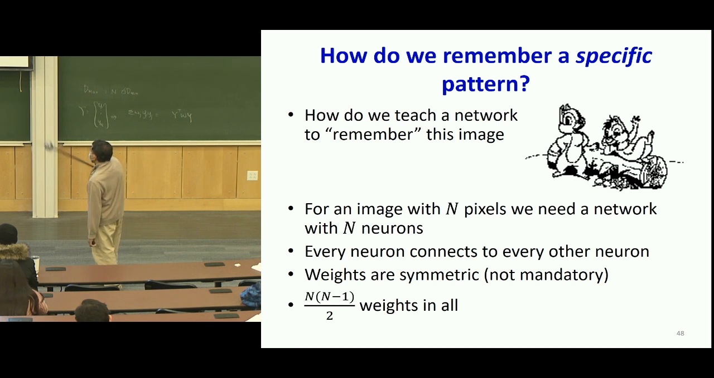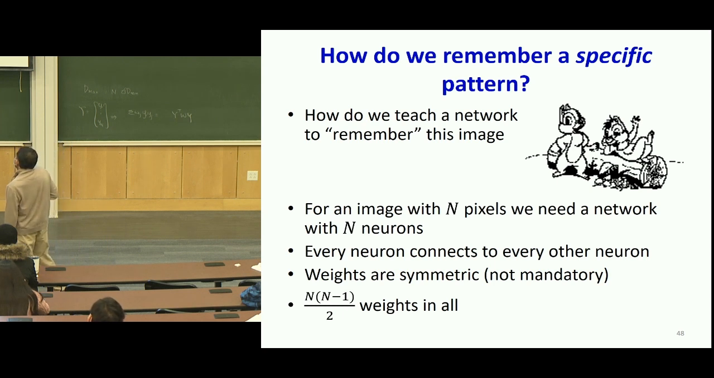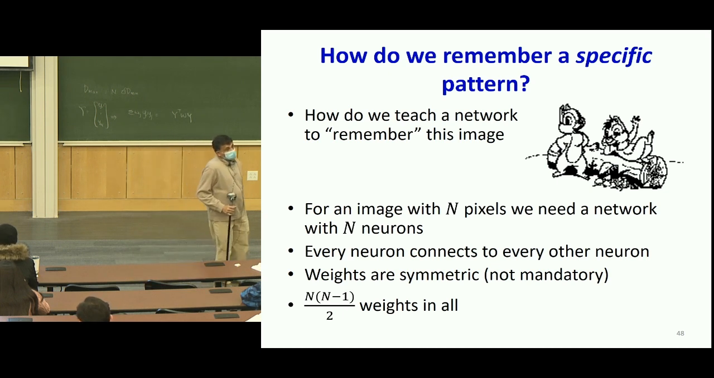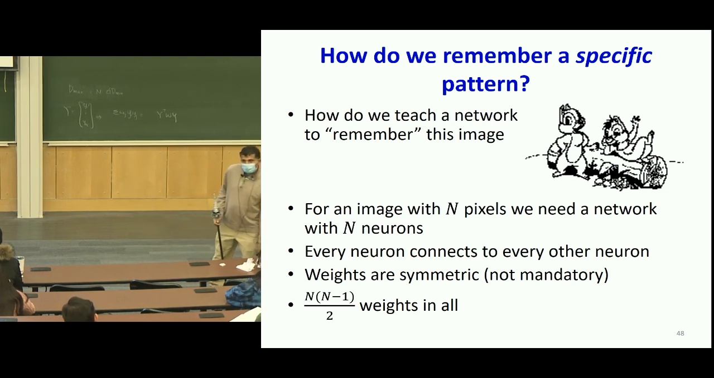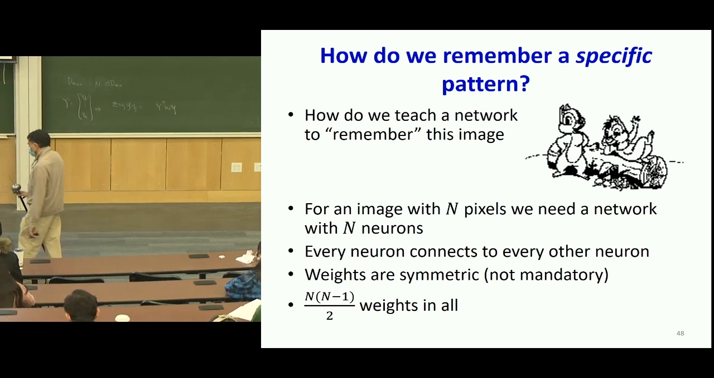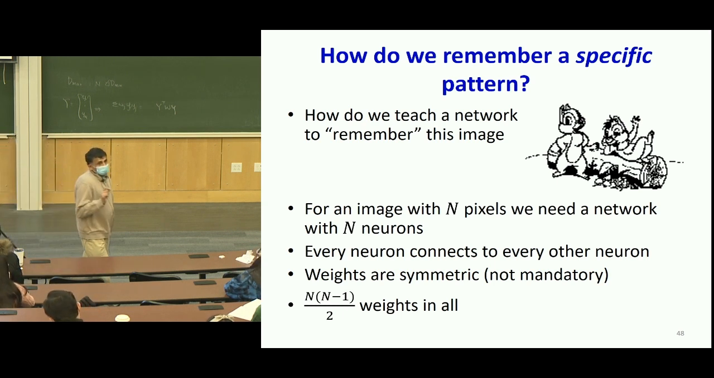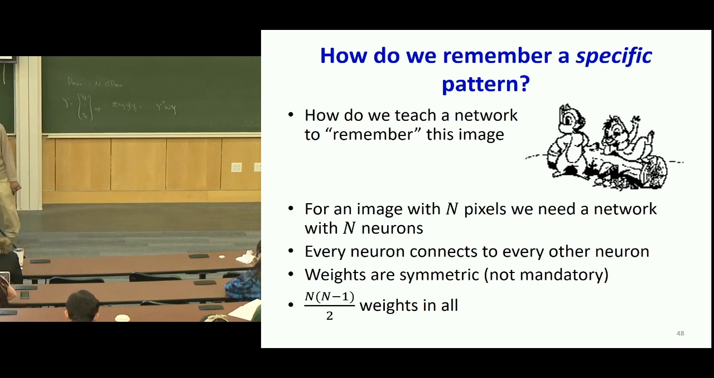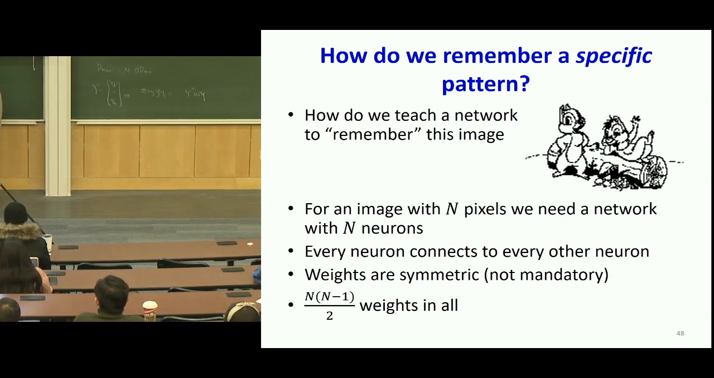So for example, how do we teach a network to remember this Chip and Dale image? Now, if an image has n pixels, then you're going to have one neuron per pixel, correct? So there are going to be n neurons in your image. How many parameters will we have? Now, when we have parameters, I want you to remember something. This figure has something strange about it. What is wrong about this figure that I drew?